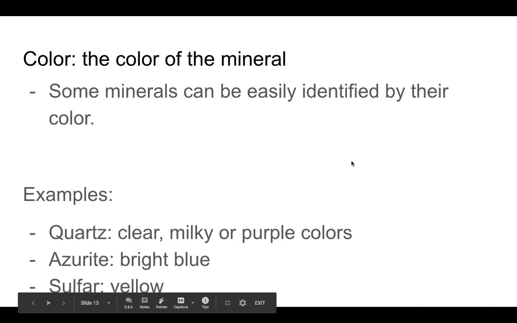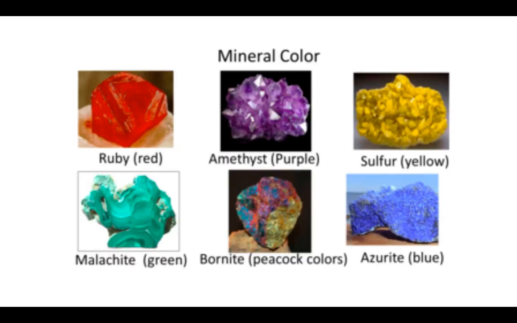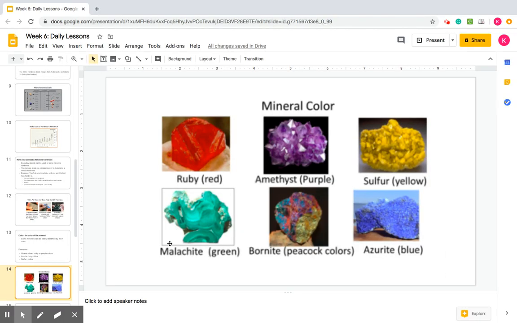So then there's color. Color is what you think it is, the color of the mineral. Some minerals can be really easily identified based on their color. So for example, quartz is always like a clear, milky purple color. Azurite is bright blue, and sulfur is usually always yellow. So if we look at this picture, this shows us some examples of that. It shows us that sulfur is yellow, the azurite is blue, the ruby is red, stuff like that. That's all I have for today.